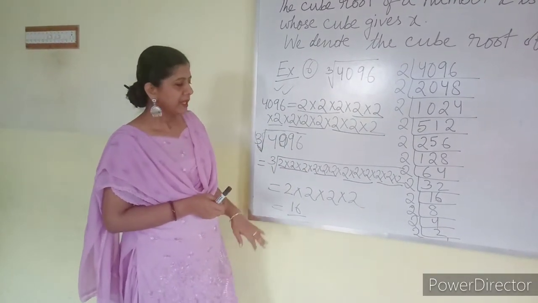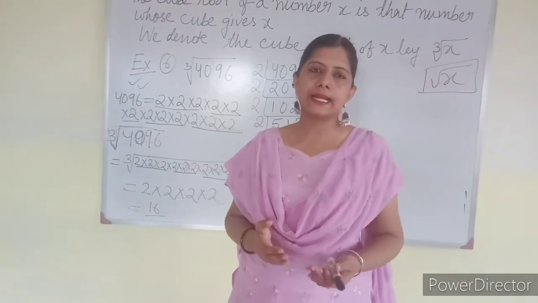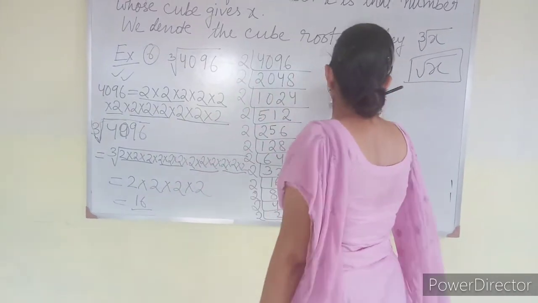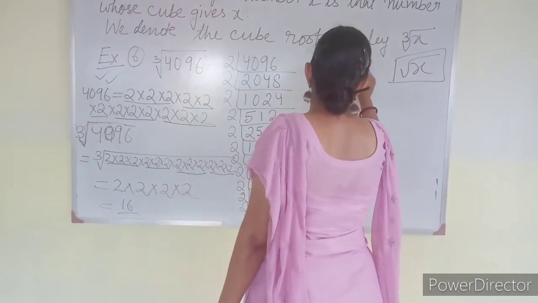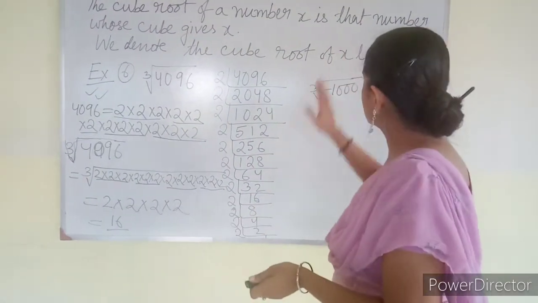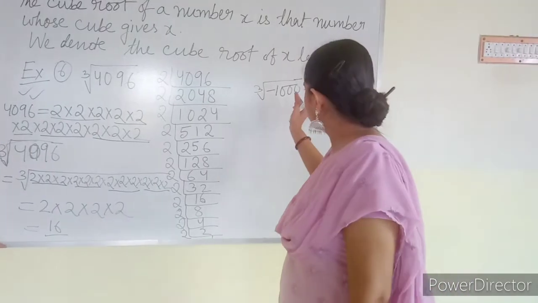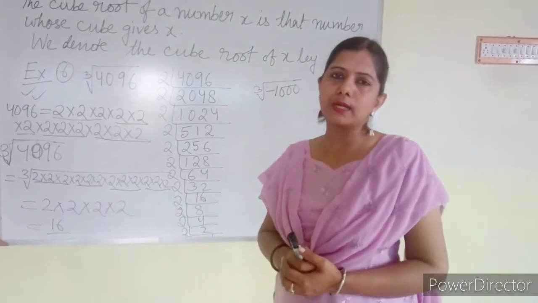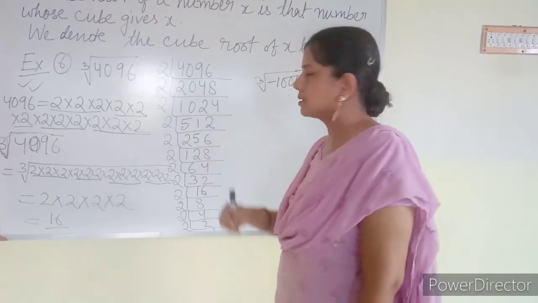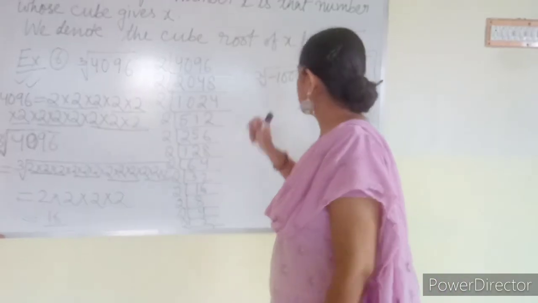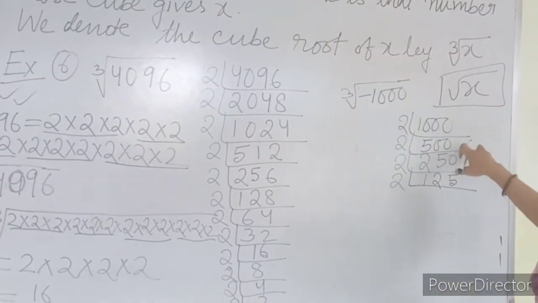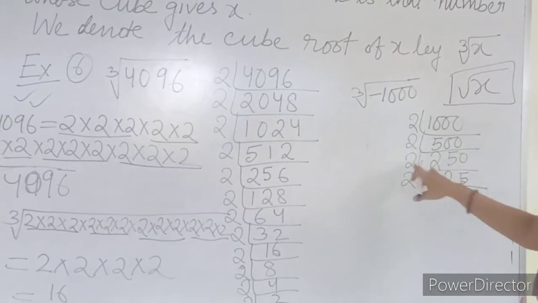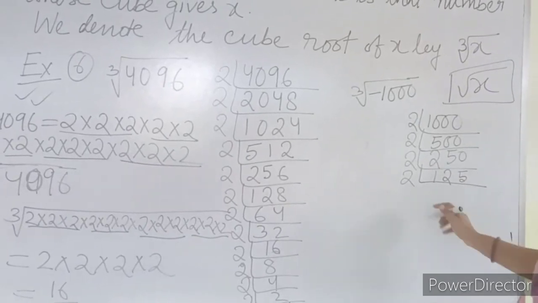This is one example. Another example I want to explain by taking a negative number whose cube root you have to find. Suppose the question is to find the cube root of minus 1000. In case of a cube root, if the number inside the cube root is negative, the answer will also be negative. And if it is positive, the answer will also be positive. To calculate this one, we divide by 2, you get 500. Again 500 divided by 2, you get 250. 250 divided by 2, you get 125.